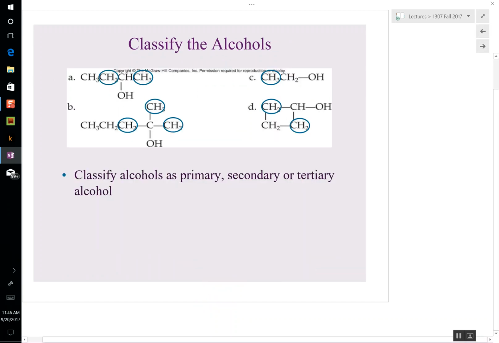I'm giving away all the answers right here. I shouldn't have all these circles around there. I was going to have you classify these, but here's 4 alcohols.